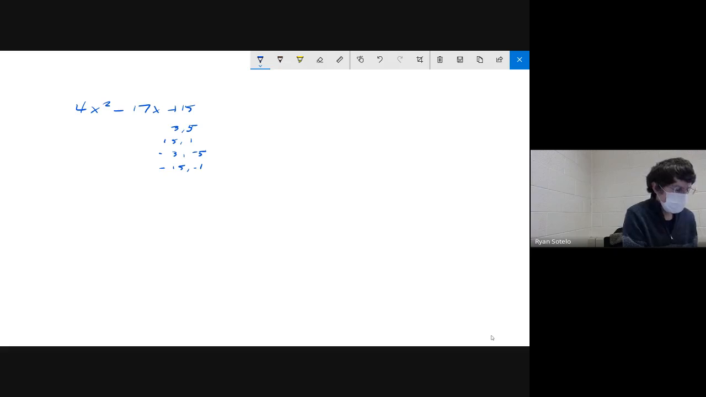But when I have a number out here on the x squared, I have to factor that too. So this could be 4 and 1, and this could be 2 and 2. Now, technically, it could also be negative 4 and negative 1. I'll write those. Or negative 2 and negative 2.